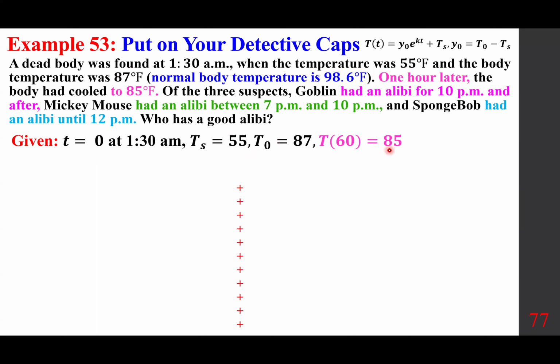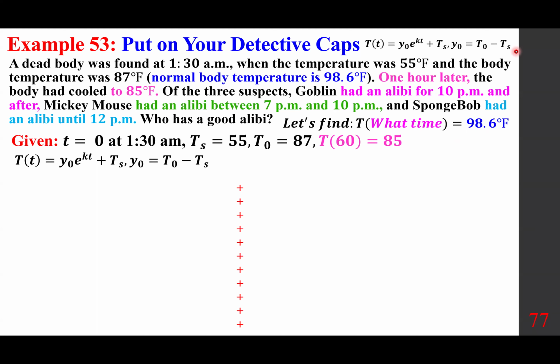First, that's the given information. Now the question is, what do we do to find the answer? We are going to find at what time the temperature was 98.6 degrees according to all this given. We can calculate that, and that gives us the time. So let's get to work, everybody. Obviously, we are using Newton's law of cooling.